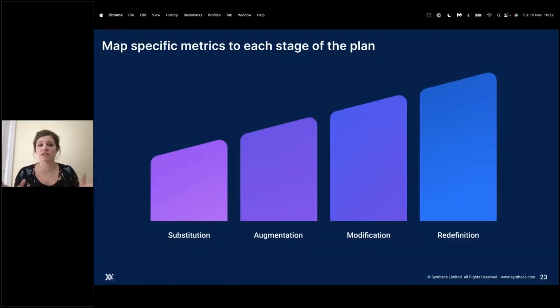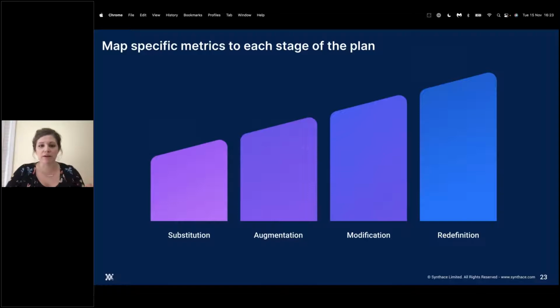Then once you've decided on your metrics, you want to establish those for each stage of the plan. So you're doing it at each stage in the plan. So your metrics for substitution are going to be different than your metrics for modification, right? Because you've moved along in your adoption journey.